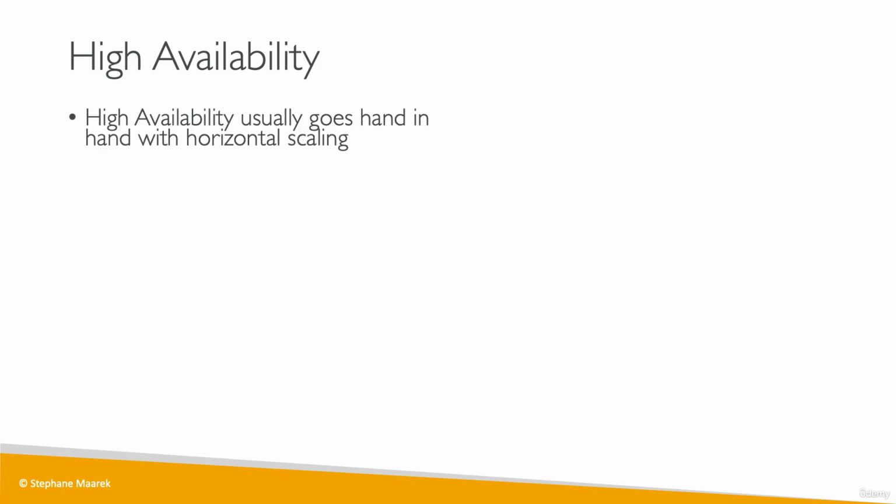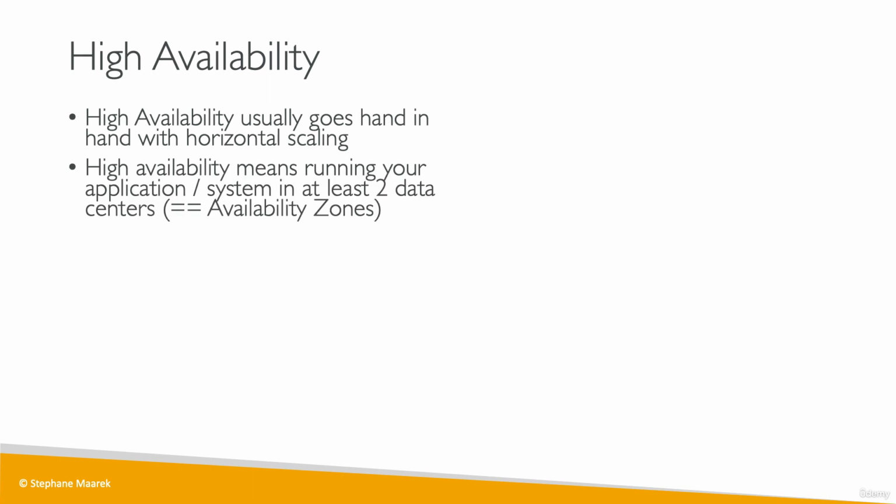Now let's talk about high availability. High availability usually goes hand in hand with horizontal scaling, but not all the time. High availability means that you're running your application or system in at least 2 data centers or 2 availability zones in AWS. And the goal of high availability is to be able to survive a data center loss. So in case one center goes down, then we're still running.